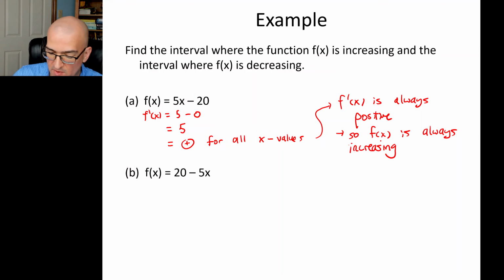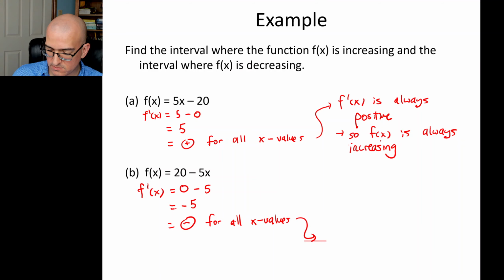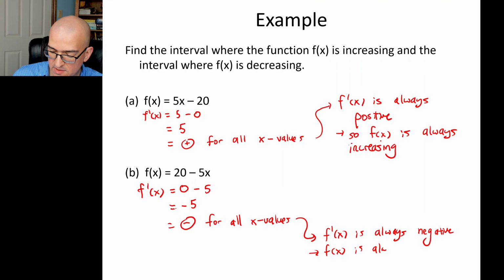The next one, when we take the derivative, the derivative of 20 is 0. The derivative of negative 5x is negative 5. We get negative 5 as the answer. This is negative for all x values. So f prime of x is always negative, and that means f of x is always decreasing.